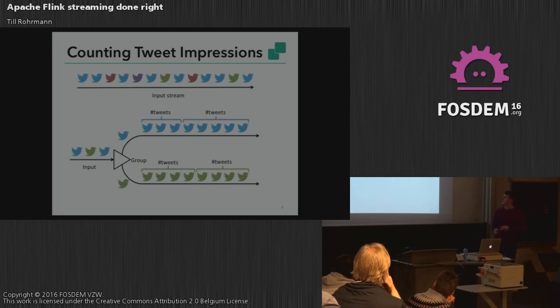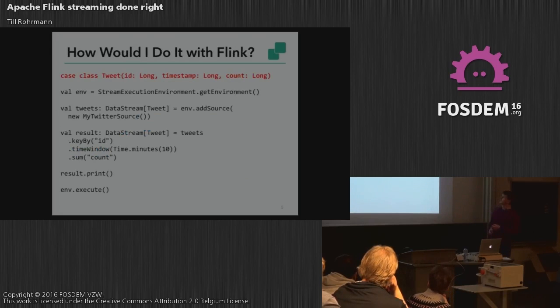So how would we implement that with Apache Flink? Okay, first of all, we have to define the data type of our input stream. It can be any Java or Scala type. In this case, I've used a Scala case class because they're so nice and succinct. One field is the ID, which identifies the tweet. Then we have the timestamp when the event happened, and the count value, which will be used for summing up the impressions.